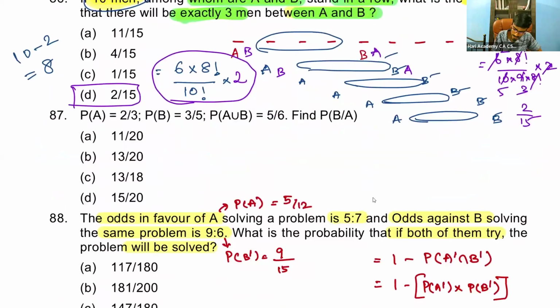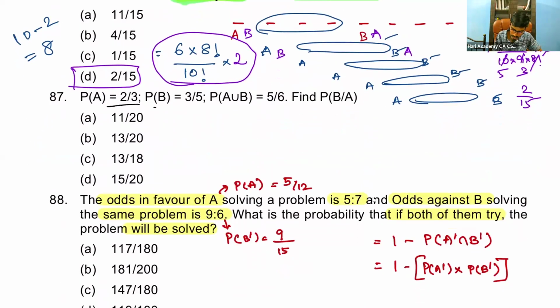Question number 87. P of A is given, P of B is given, P of A union B is given, and P of B by A they are asking. For P of B by A, we need to find the P of A intersection B value. How can I find the P of A intersection B value? P of A plus P of B minus P of A union B.